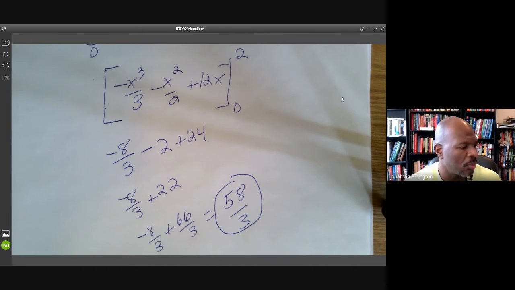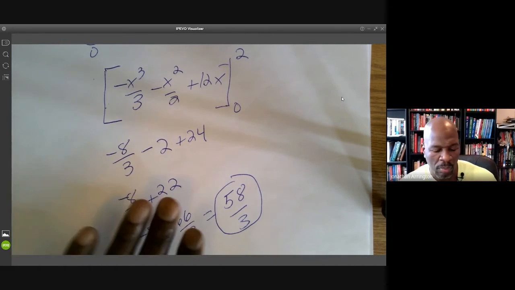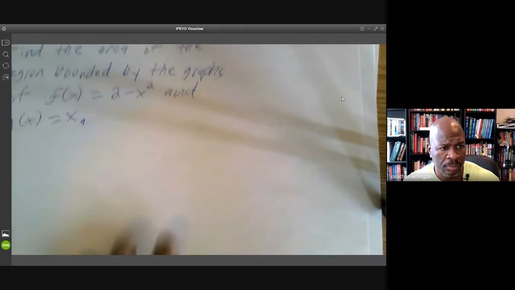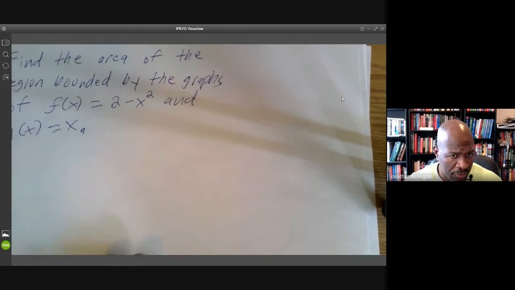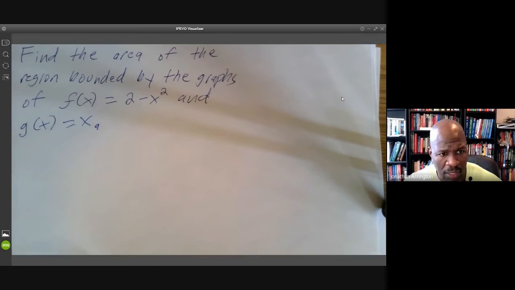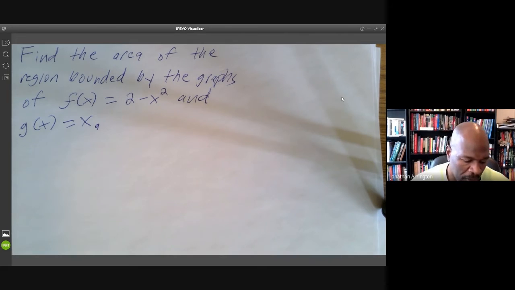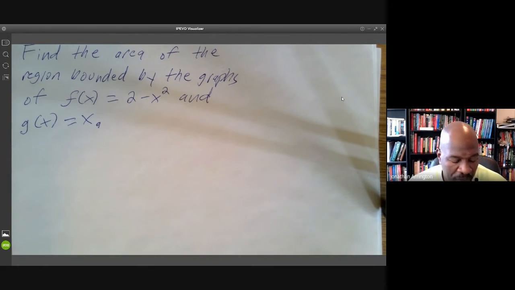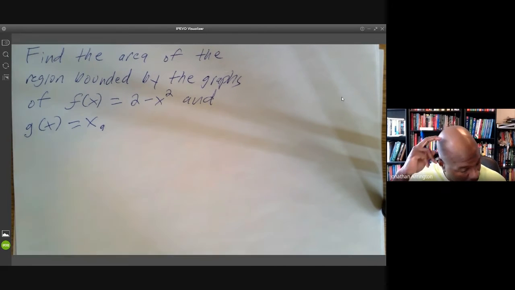And we're going to do one more example on this part 2 video. And on the second example, it just says find the area of the region bounded by the graphs of f and g. It doesn't tell me on a particular interval to find the area. It just says find the area bounded by the graphs of f and g. So if they don't give you a closed interval to find the area on, then what you do is you find the area between where the two graphs intersect.